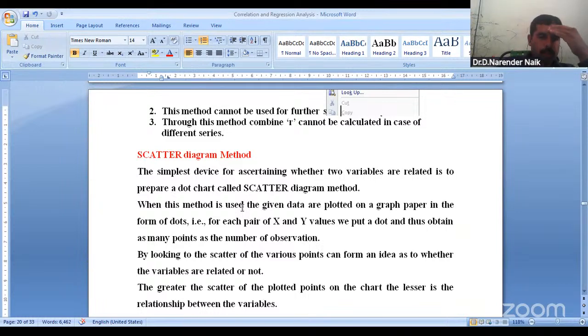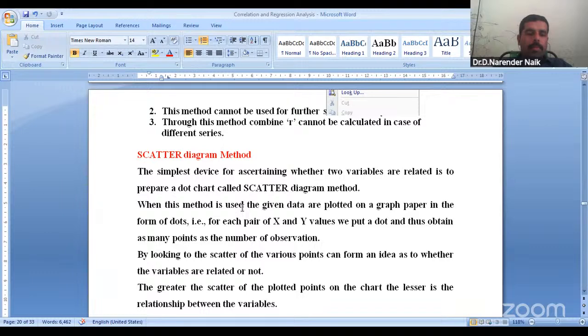The simplest device for ascertaining whether two variables are related is to prepare a dot chart called a scatter diagram. When this method is used, the given data are plotted on a graph paper in the form of dots. That is, for each pair of x and y values, we put a dot and thus obtain as many points as the number of observations. By looking at the scatter of the various points, we can form an idea as to whether the variables are related or not.